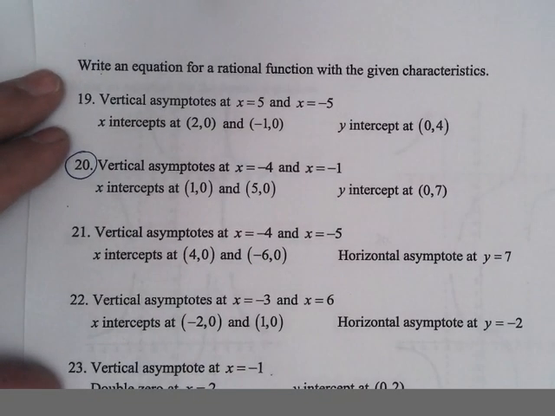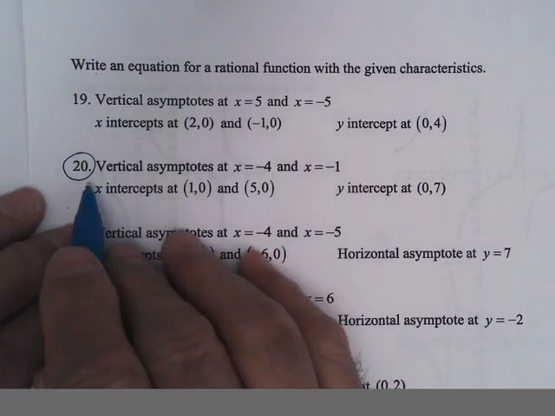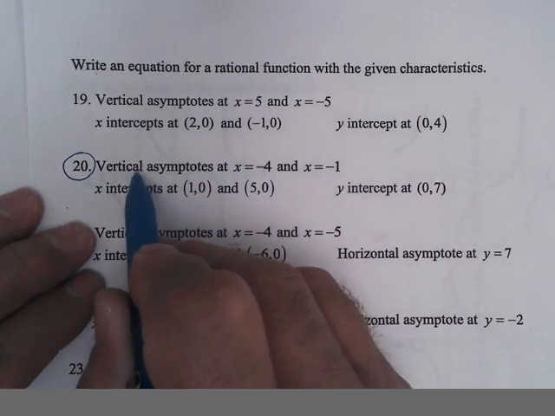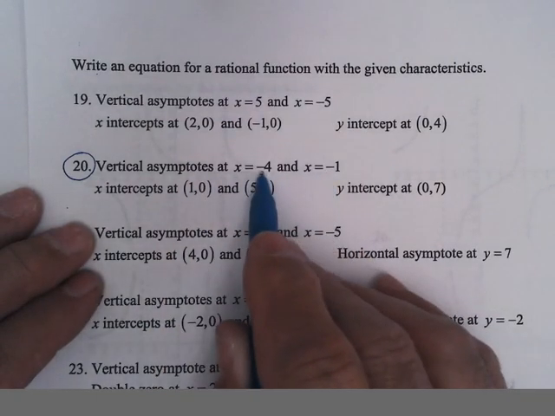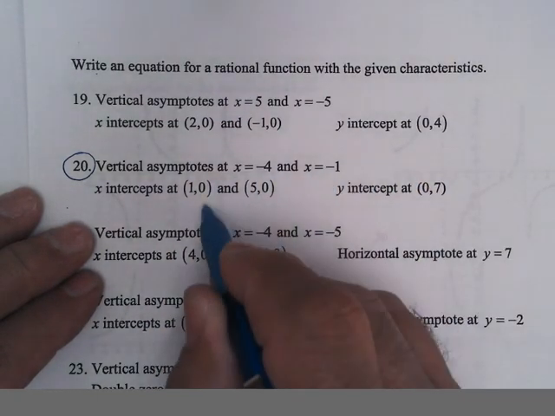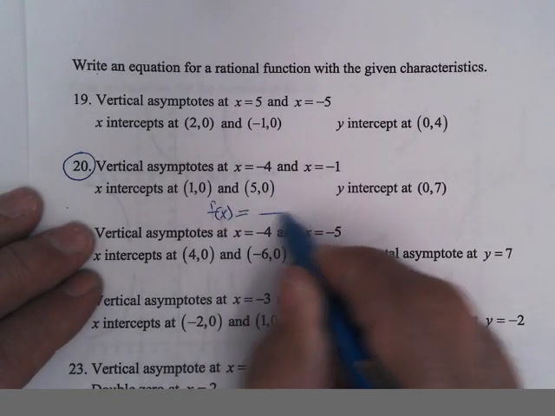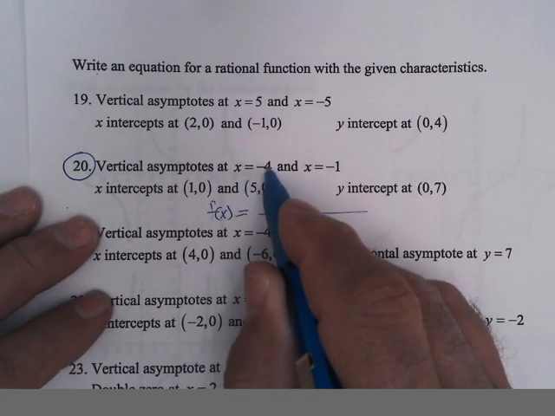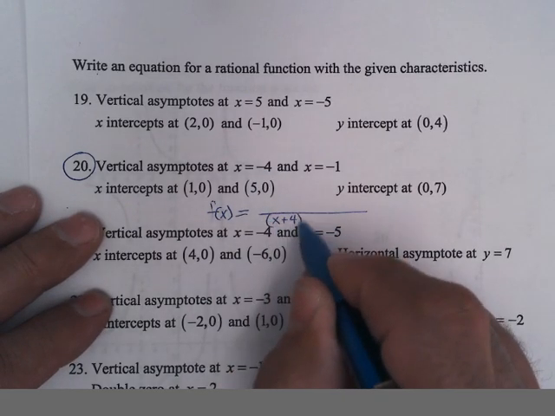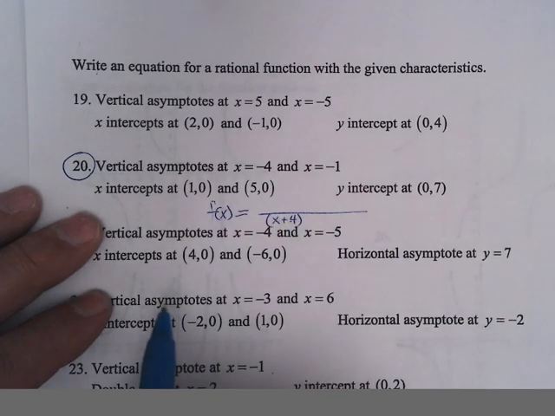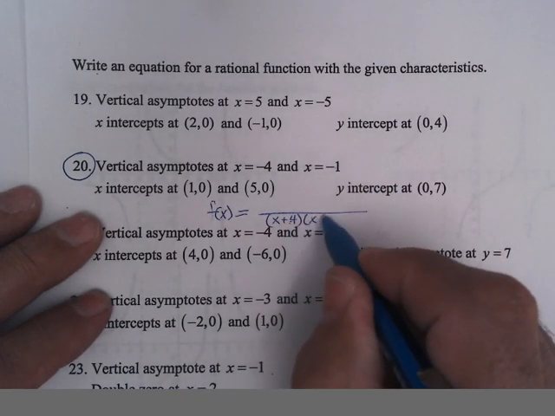We're going to do some problems in section 3.7. Number 20 says we're supposed to write a rational function having these asymptotes. So the function would have to have, in the denominator, a vertical asymptote at -4, so it'd have to go x plus 4, because -4 plus 4 would be 0. It can't be division by 0. And it would have to have one at x plus 1.